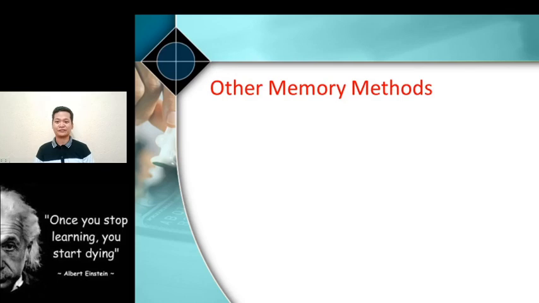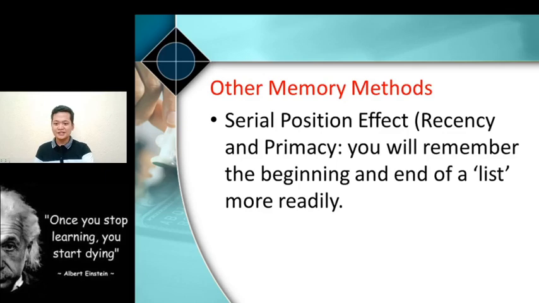All right, next is other memory methods. Serial position effect. It is stated here that what is in the beginning and end are most likely remembered. Here also are the law of recency and primacy. Recency means the most recent thing that was taught or studied can mostly be remembered. And primacy, what was taught in the beginning will be remembered well. So in a speech, for example, it's actually not the body of the speech which the audience will remember. It's the introduction or conclusion or both. So it's the serial position effect.